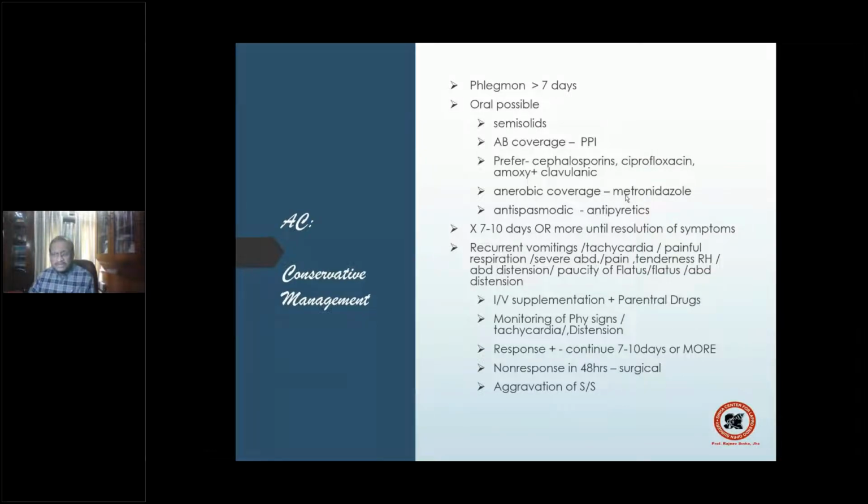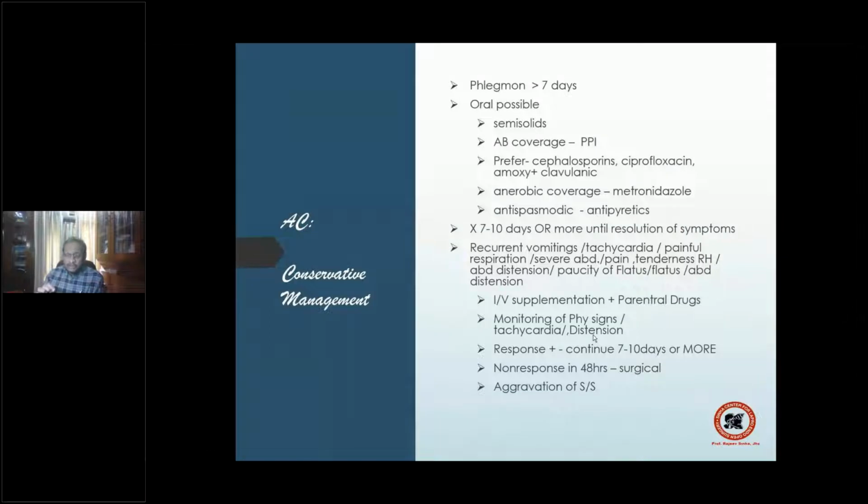Now, if the patient has recurrent vomiting, is severely tachycardic, has severe pain, respiration shows tachypnea, severe abdominal pain, tenderness, not responding to conservative therapy, and if there is distension of the abdomen, in all these cases, stop oral. Put this patient on IV supplementation, use parenteral drugs, and monitor the patient for physical signs, especially the general symptomatology and the local abdominal signs. If you find that the patient is responding to IV supplementation, continue it for 7 to 10 days more, or if required, even more.